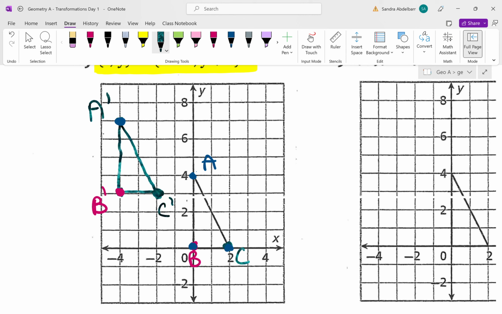Okay, so what's happened from our pre-image to our image? Did I make it bigger or smaller? Did I change the size at all? No. No, all I did was shift it, right? All I did was shift it to a different location, but it's still the same exact triangle, just shifted to a different location.